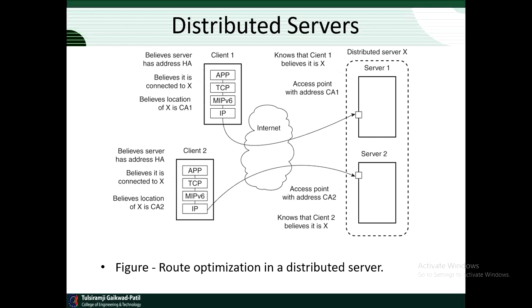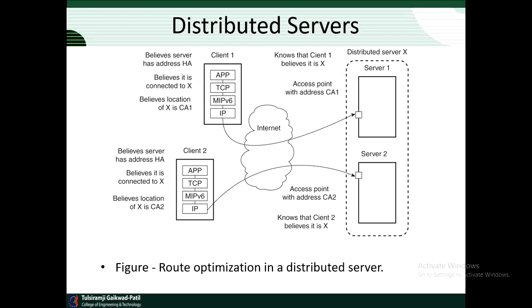CA. From that moment on, communication will be directly forwarded to CA, although the application on the client side can still use the home address, and the underlying support software for MIP version 6 will translate the address to CA and use that instead of HA.